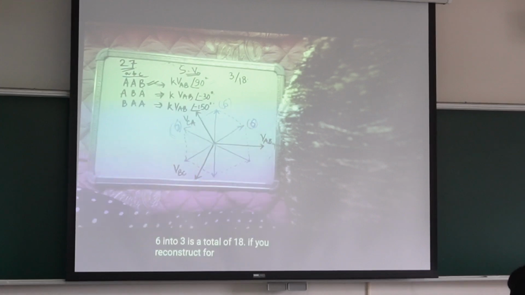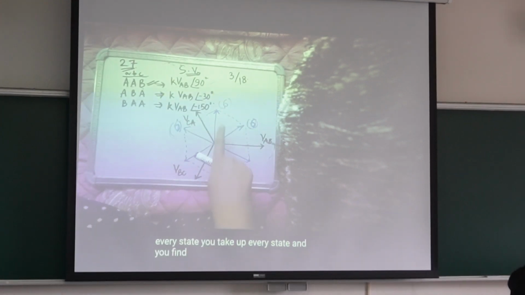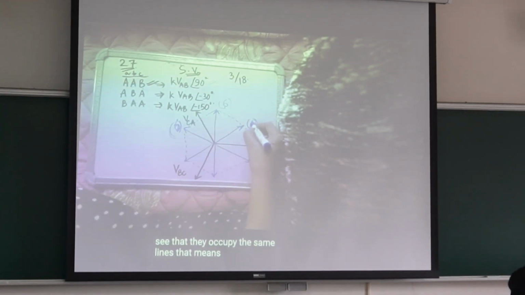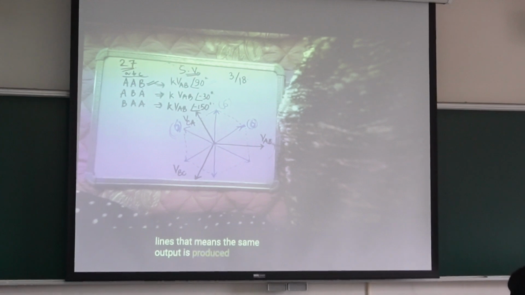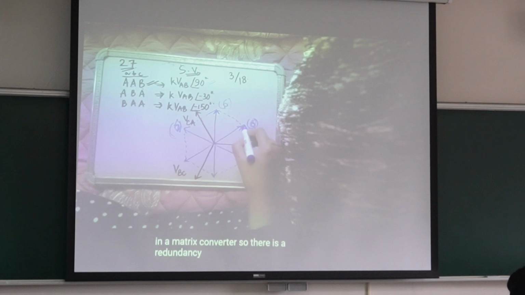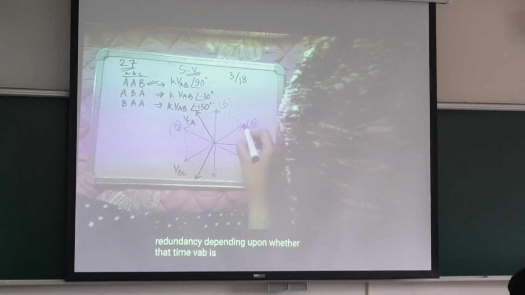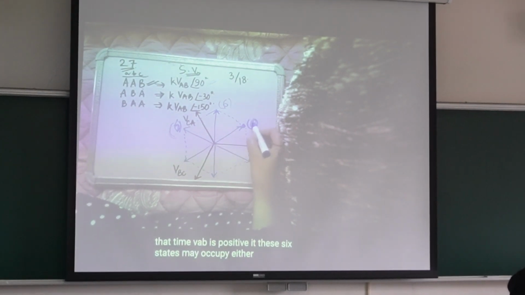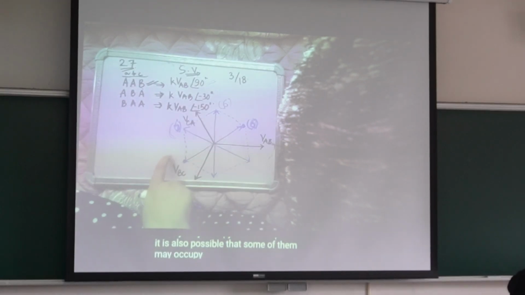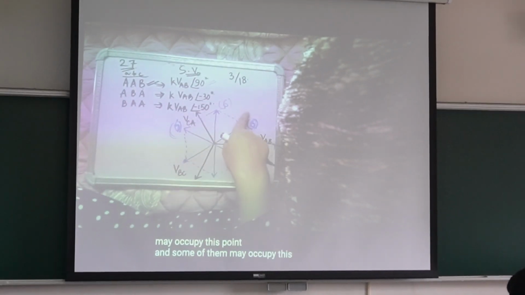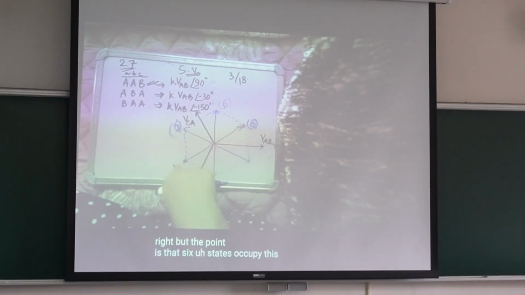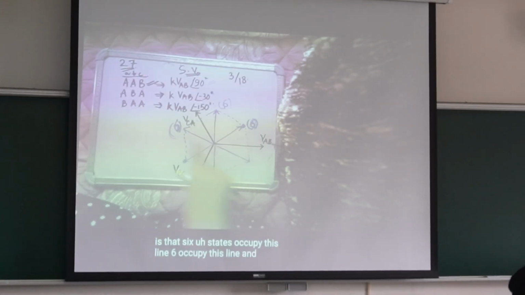If you take up every state and find out its space vector, you will see that they occupy the same lines. That means the same output is produced by 6 states in a matrix converter. So there is redundancy depending upon whether VAB is positive at that time. These 6 states may occupy either this point or they may occupy this point. Or it is also possible that some of them may occupy this point and some of them may occupy that point, right? But the point is that 6 states occupy this line, 6 occupy this line, and 6 occupy this line.